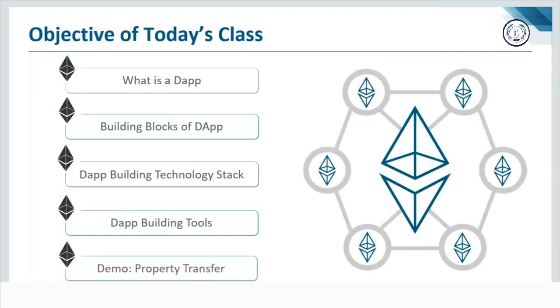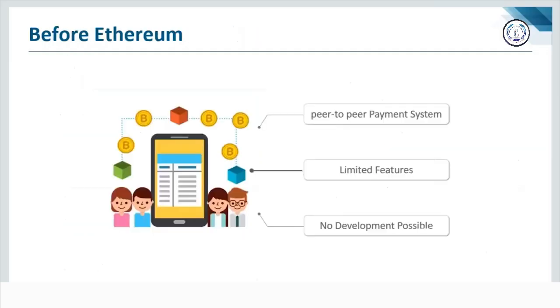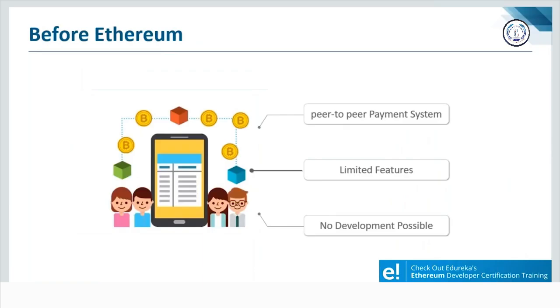So, we'll start our class with a short introduction to decentralized applications. Then we are going to talk about the building blocks of decentralized applications at a very macro level. Next, we'll discuss the various tools and technology stacks for building a decentralized app. Drilling down further, I'll tell you about the major decentralized application building tools. Lastly, I have a pretty interesting demo to show you, which is a property transfer use case using Ethereum. I hope that gets your attention.